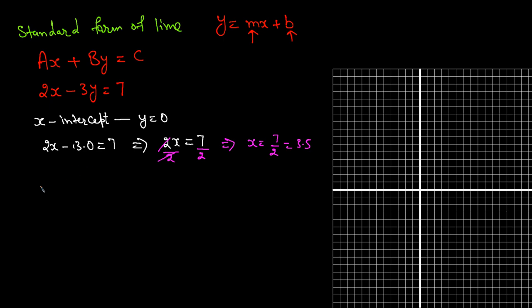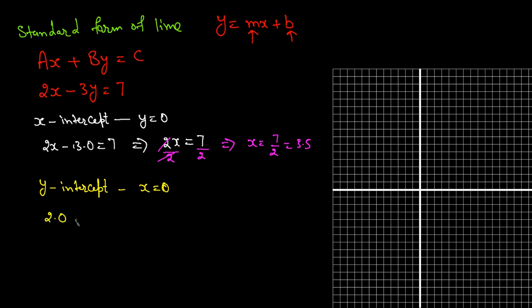Now if I have to find the y-intercept, let me write that down. For the y-intercept, x is equal to 0. The y-intercept means this line crosses the y-axis, and that's where the value of x is going to be 0. Whenever we are on the y-axis, x is 0. So plug that in over there.